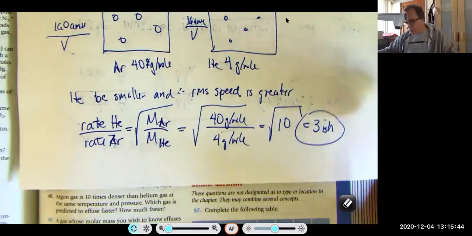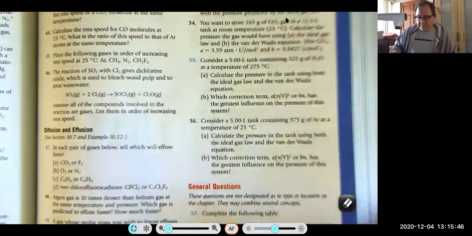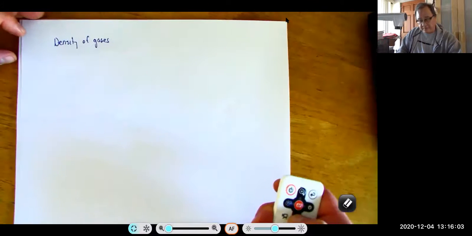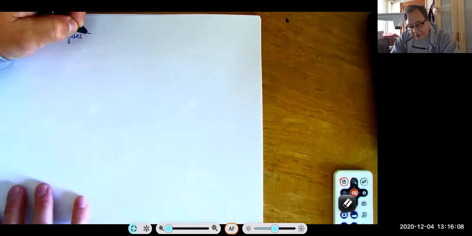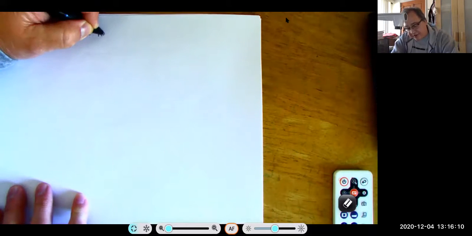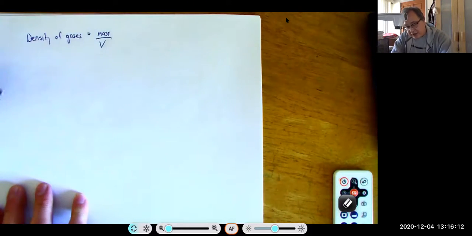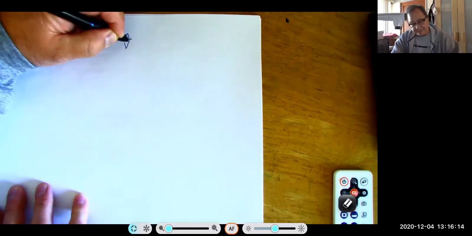Okay, there's two more things I want to cover, and they won't take long. One is density of gases. To calculate the density of a gas, the density of the gas is equal to the mass divided by the volume. And so we can write M over V.